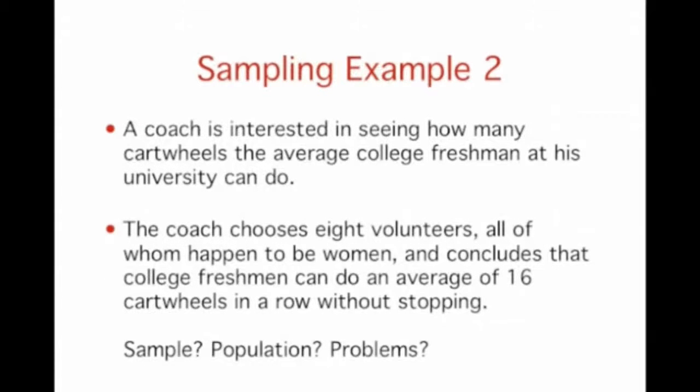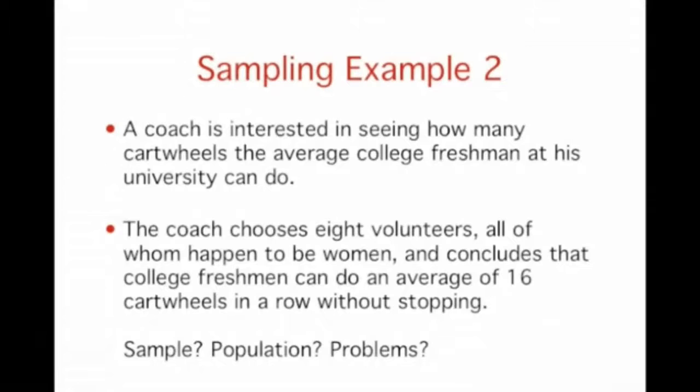In this example, a coach is interested in seeing how many cartwheels the average college freshman at his university can do. The coach chooses 8 volunteers, all of whom happen to be women, and concludes that college freshmen can do an average of 16 cartwheels in a row without stopping. What is the sample? What is the population? Can you identify any problems with choosing the sample in the way that the coach did?